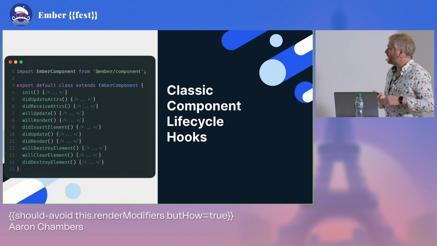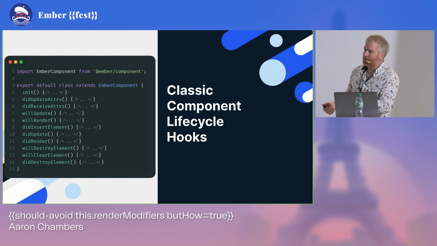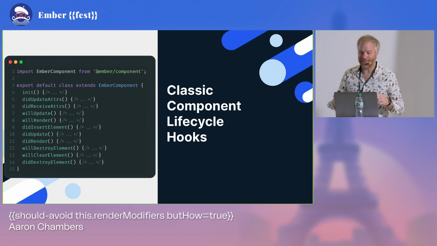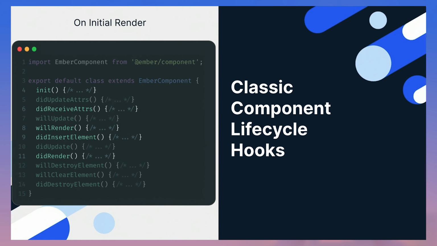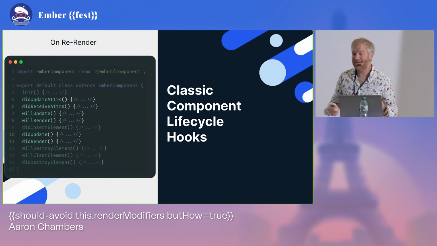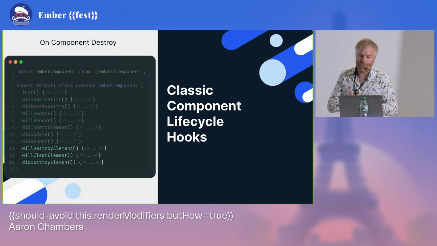Classic components had quite a complicated life cycle. They exposed a number of life cycle hooks that you could hook into to run code at various stages within that component's life cycle. You can see there's a whole bunch of them there. And to complicate things, different hooks run at different times. On an initial render of a component, you could write code in the init, didReceiveAttrs, willRender, didInsertElement, didRender hooks, and do things at those various places. When the component was re-rendered, there's a different set of hooks, some the same as initial render, some different. And then when the component's destroyed, you could hook into willDestroy and didDestroy.